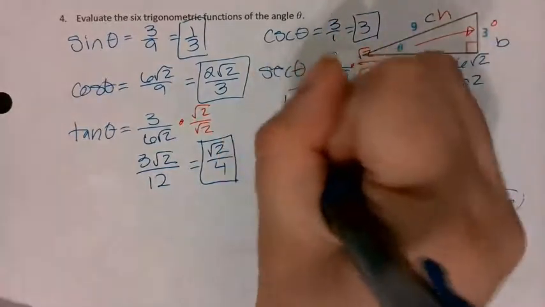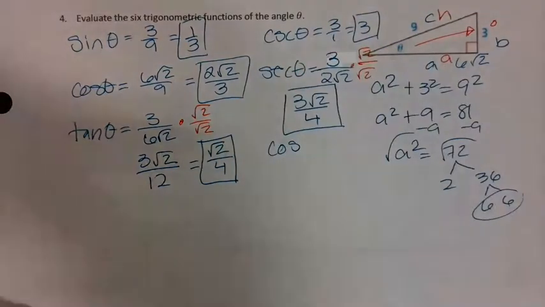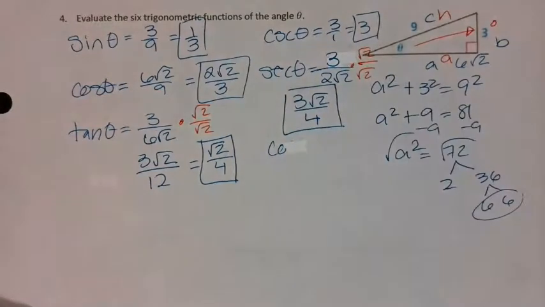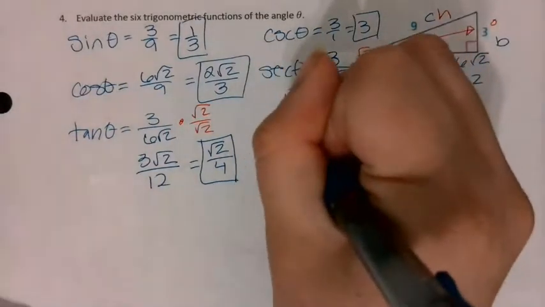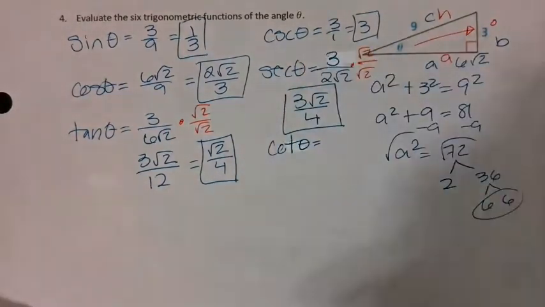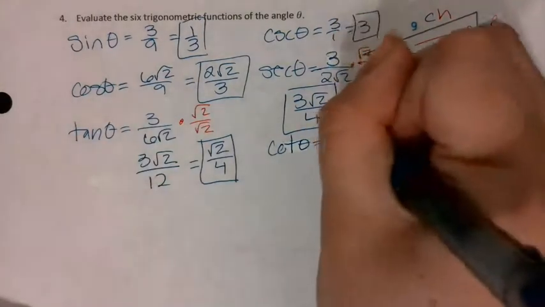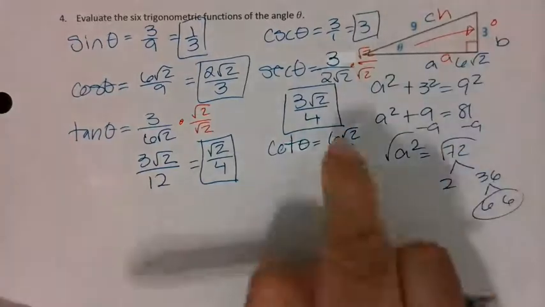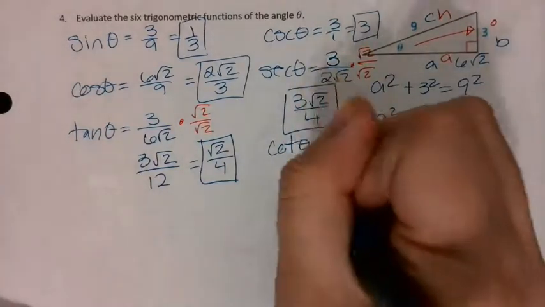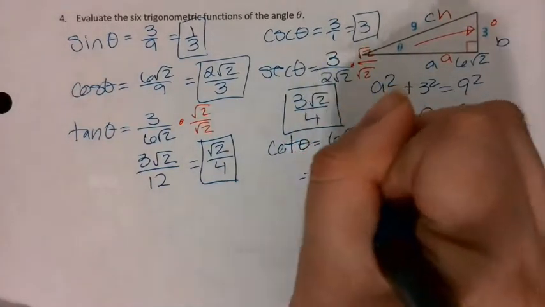And then I want to have cotangent of theta, and I'm going to flip this one. So I have 6 square root of 2 over 3, and then the 6 and 3 can simplify. I'm left with 2 square root of 2.